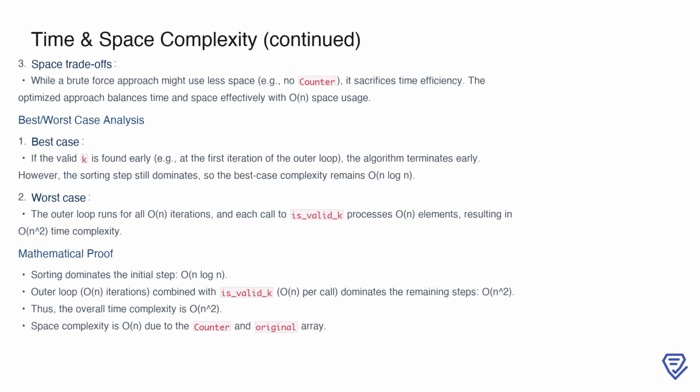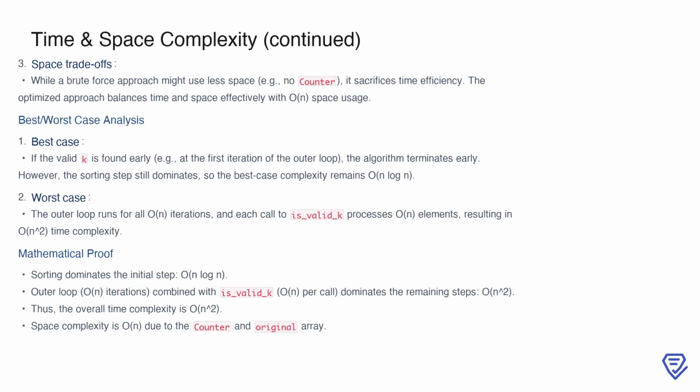Finally, we can analyze the trade-offs and best versus worst-case scenarios. While a brute force approach might use less space by avoiding the counter, it comes at the cost of much higher time complexity. The optimized solution strikes a balance, using O(n) space while maintaining O(n²) time efficiency.